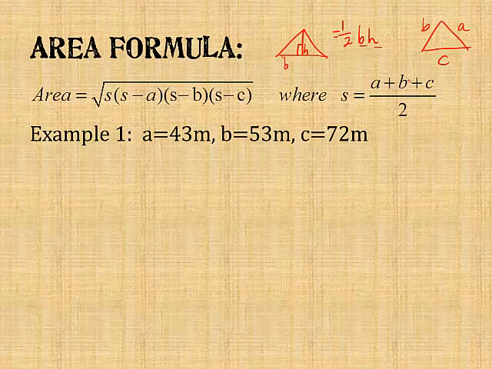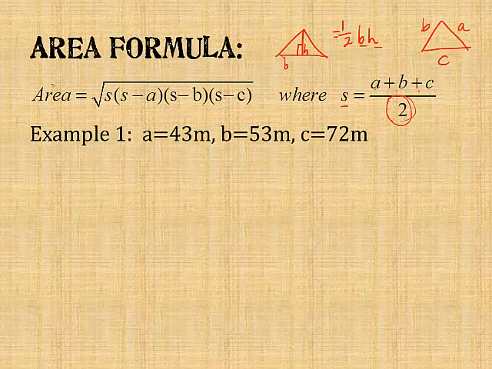It's the square root of S times S minus A times S minus B times S minus C, where S is the 3 sides, A plus B plus C, divided by 2. Be careful not to divide by 3 like taking an average. It's not an average. You're dividing by 2. And that's it. You just follow the formula and that's it.